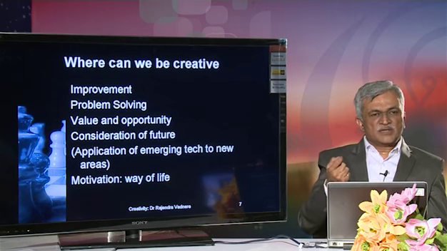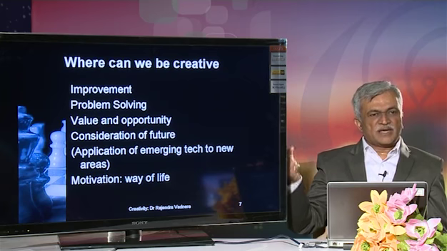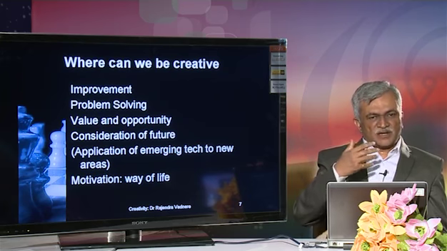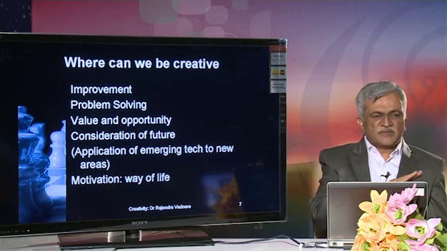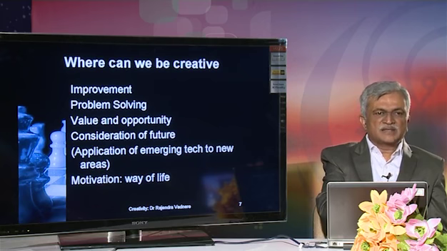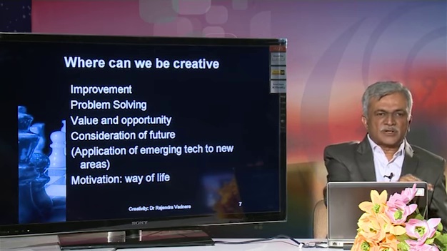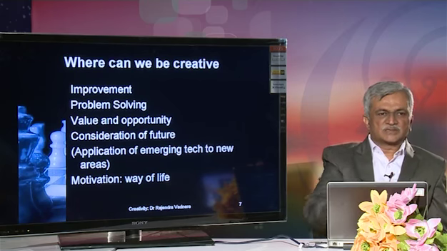Suppose some new innovation has taken place. Now, what are the various areas in which we can apply ourselves? We can apply these innovations. Suppose something I have understood. Now, what are the various areas in which people have not applied this concept? Let me apply it in this particular manner, in this particular area, and see whether it works.